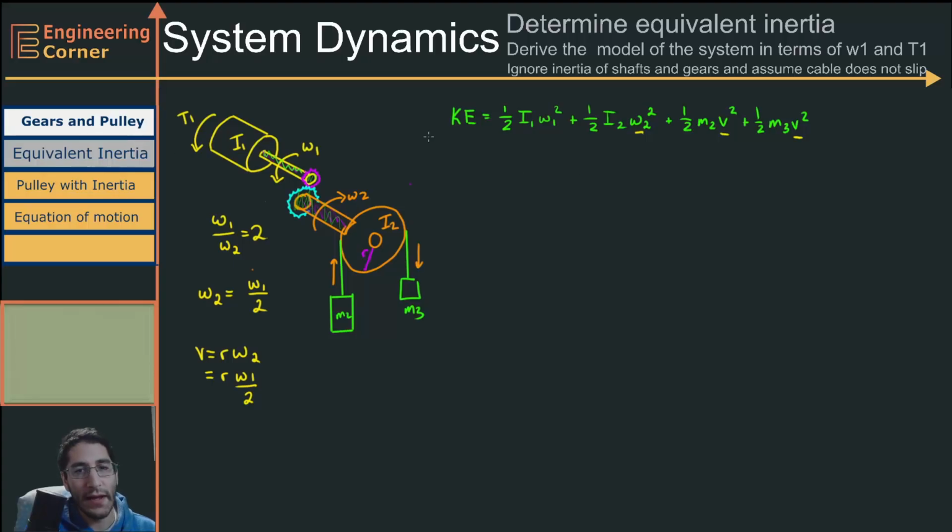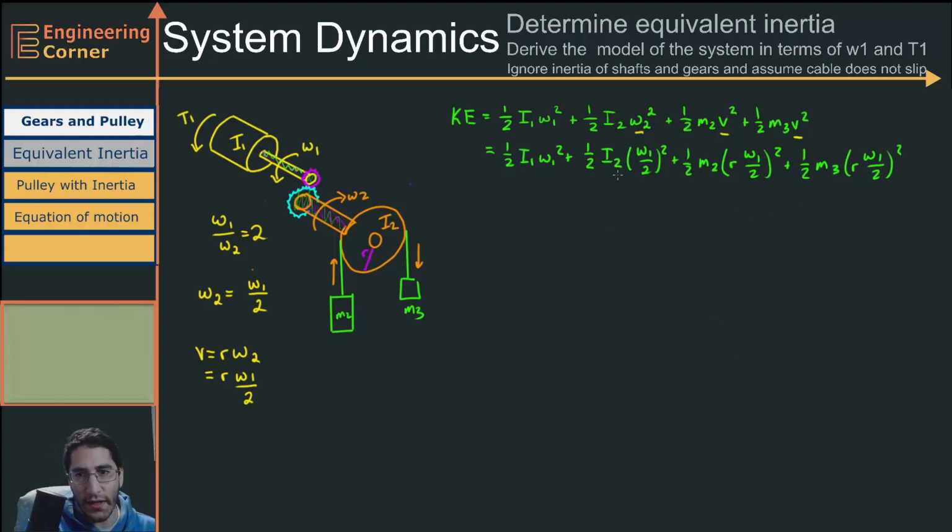So let's go ahead and do that and simplify this equation a little bit. So this is going to be equal to 1/2 I1 omega 1 squared. That one doesn't change. Plus 1/2 I2, and omega 2 is going to be omega 1 over 2 squared, plus 1/2 m2 times r omega 1 over 2 squared, plus 1/2 times m3 times r omega 1 over 2 squared.